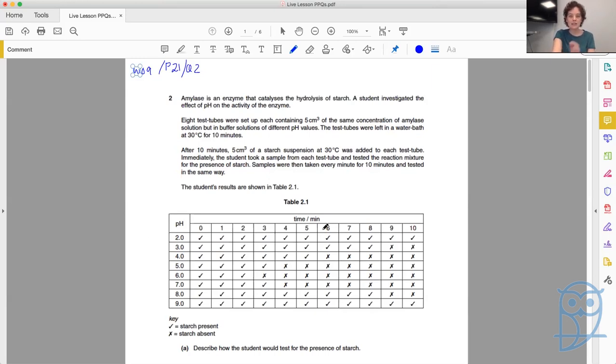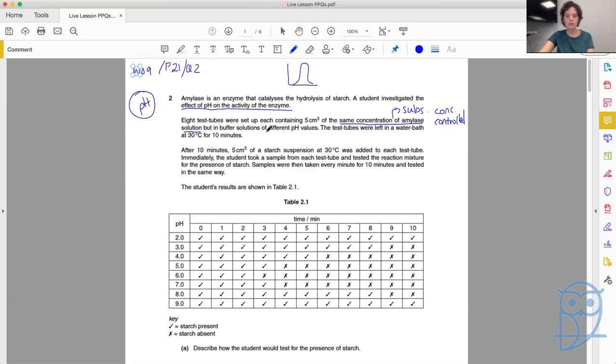So we start with a little story. Amylase is an enzyme that catalyzes the hydrolysis of starch. We should be happy with that from IG. A student investigated the effect of pH on the activity of the enzyme. So, pH. So, already we're thinking of, we should have something like this. Okay. 8 test tubes were set up, each containing 5 centimeters cubed with the same concentration of amylase solution. That's our substrate. So substrate concentration is controlled. It's constant.